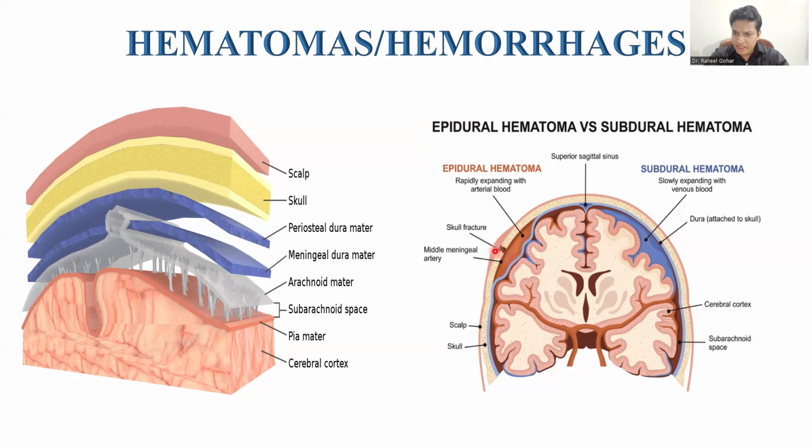that there is a fracture here in the skull, and we have got a collection beneath the bone and above the dura mater, and this is known as the epidural hematoma. Now here again you can see that the dura is adherent to the bone and the blood is below the dura mater, and this is known as the subdural hematoma.